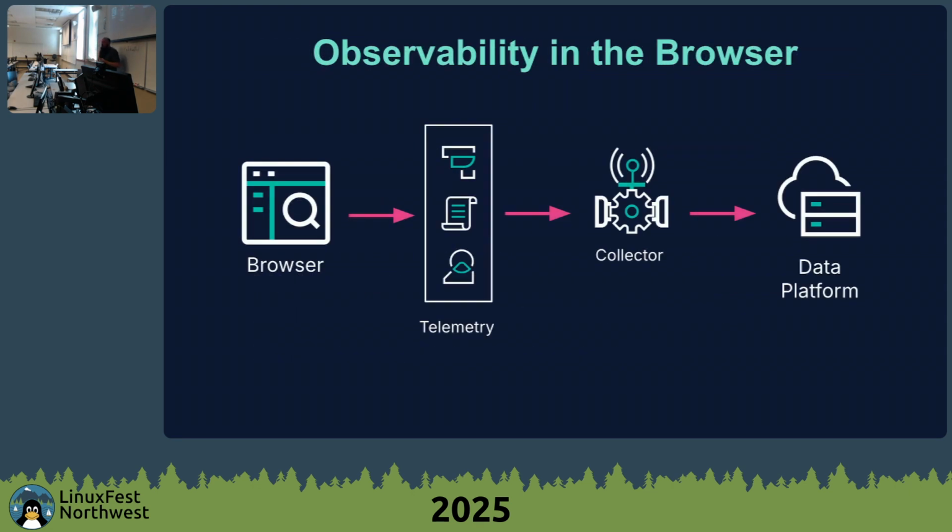This is a very fast and dirty little map of how the telemetry works, going from your browser. The browser with app.js creates metrics, traces, and logs, and then sends them to a collector. That collector either alters that data or compounds it, and then sends it off to a data platform.